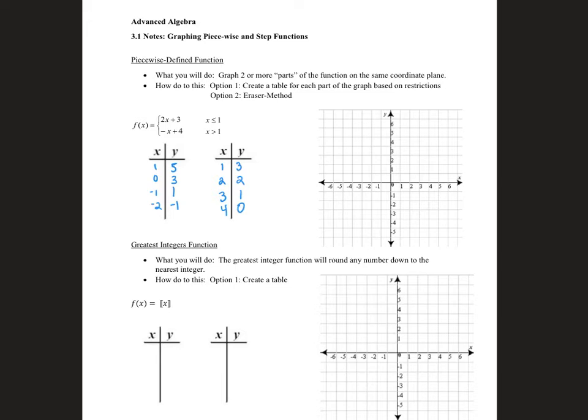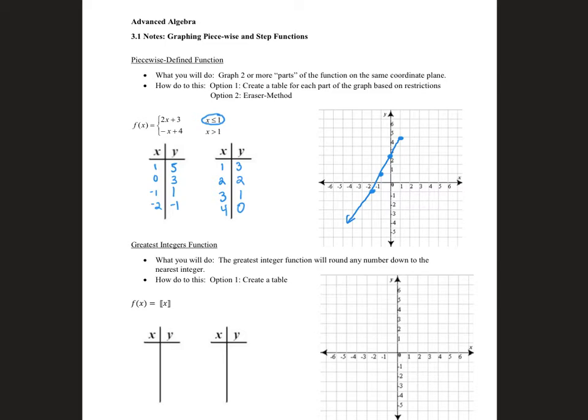So we got 1, 5, 0, 3, negative 1, 1, negative 2, negative 1. And if you can see, again, our inequality says our domain restriction needs to be for all values for x less than or equal to 1. So starting at x equals 1, I'm going to include all points to the left, because that represents the values smaller than or equal to 1.